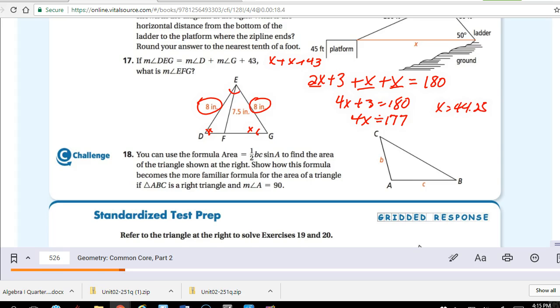All right. So now, let me erase some of this. Now that we know what x is, both of these angles are technically 44.25.